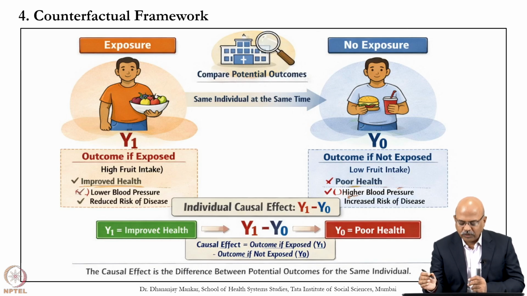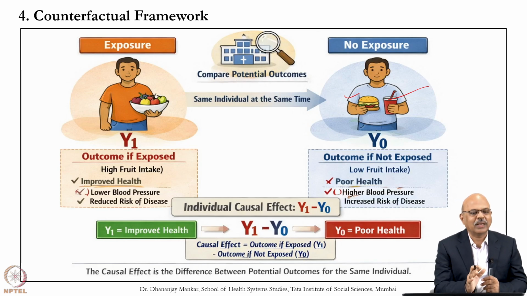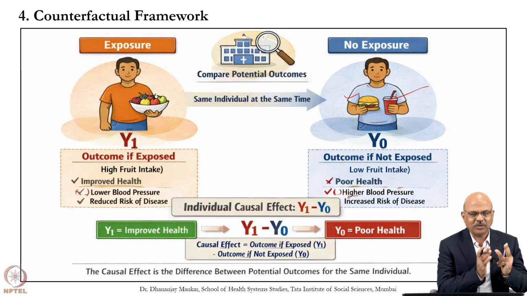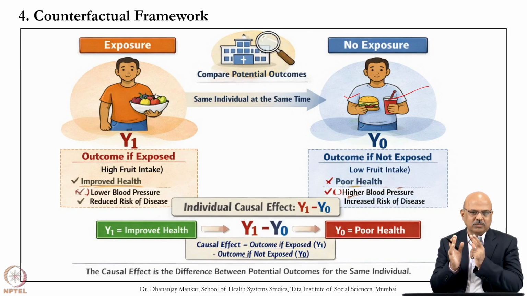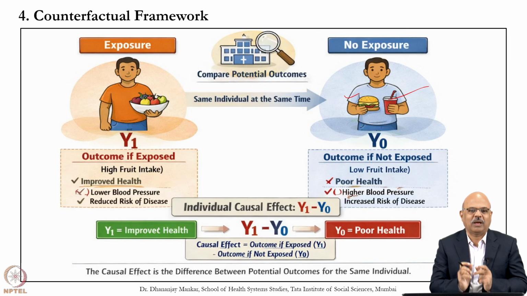If exposed to fast food, beverages, high sugar and a whole lot of things, there is high blood pressure, increased risk of disease and poor health, low fruit intake, low veggies, low activity. Whereas in the Y1 case, improved health is seen, with low blood pressure, reduced risk of disease, high fruit intake, high vegetables and improved health. So you can understand from exposure versus no exposure, the same individual at the same time.